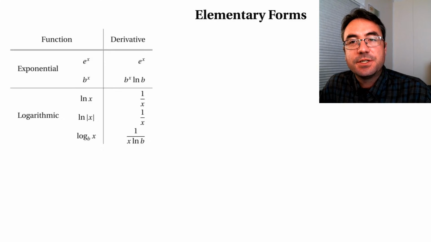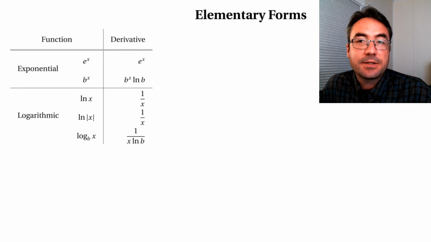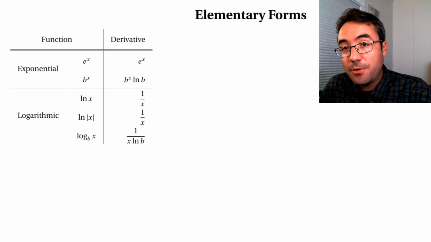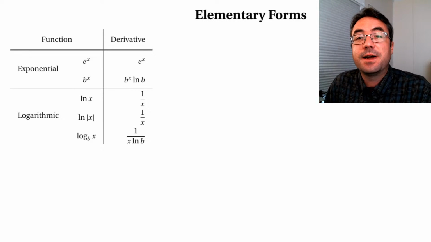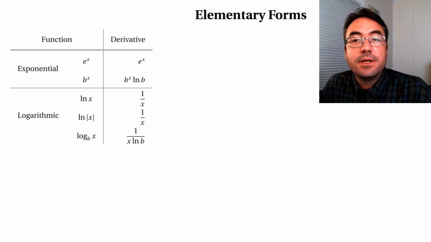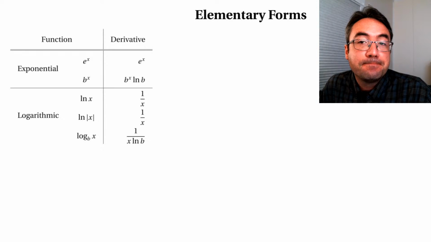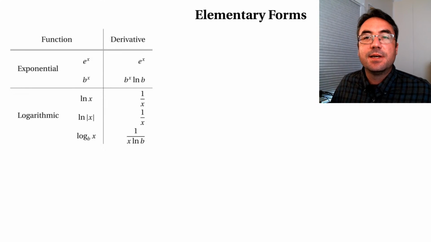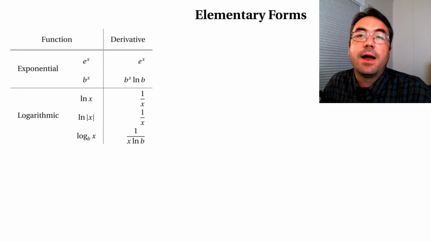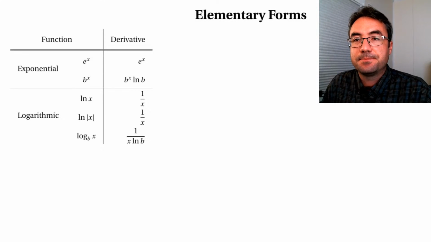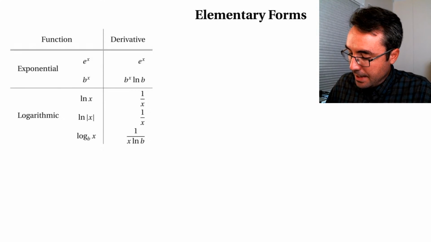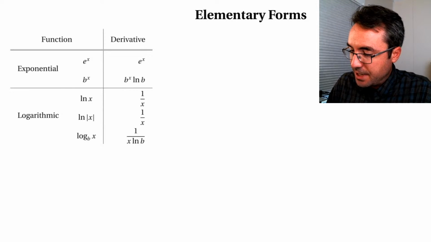And then for log functions, we might look at just natural log x. The derivative of that is 1 over x. The derivative of the natural log of the absolute value of x also is 1 over x. And then more generally, for log base b of x, the derivative is 1 over x times natural log b. So again, these are ones that you probably just have memorized. Get these memorized. And not too much extra to say here.